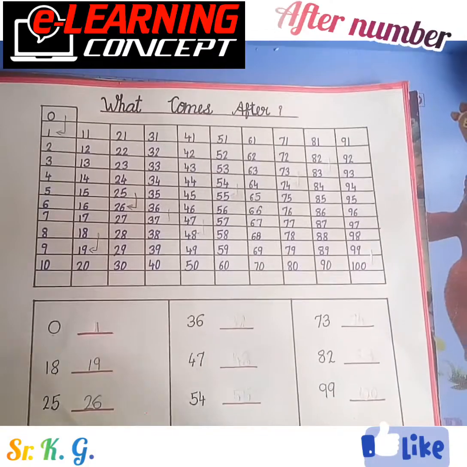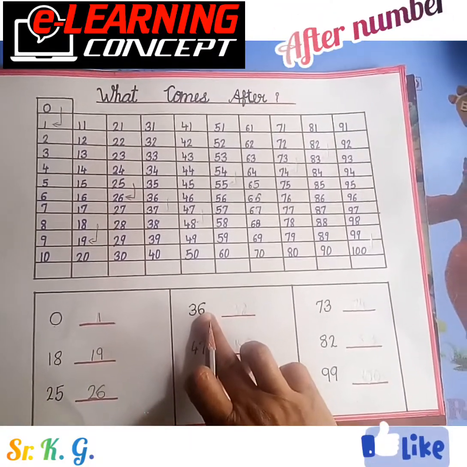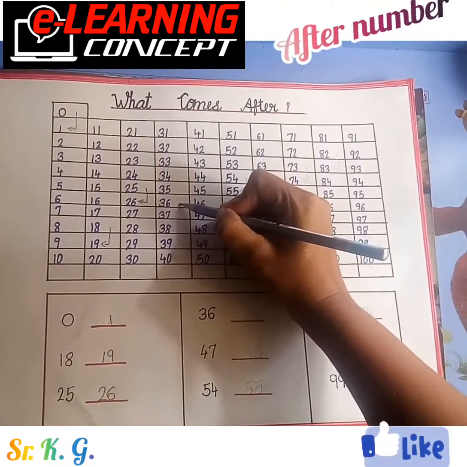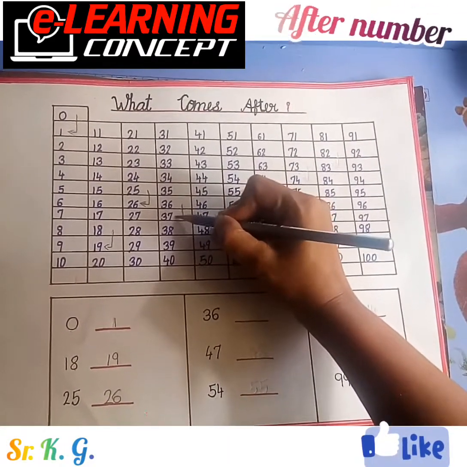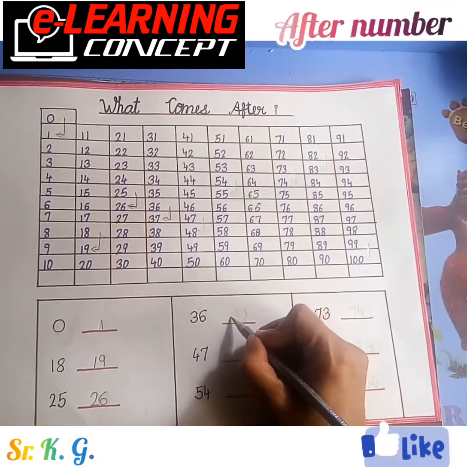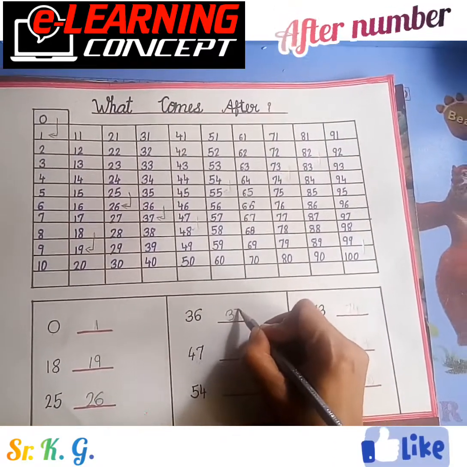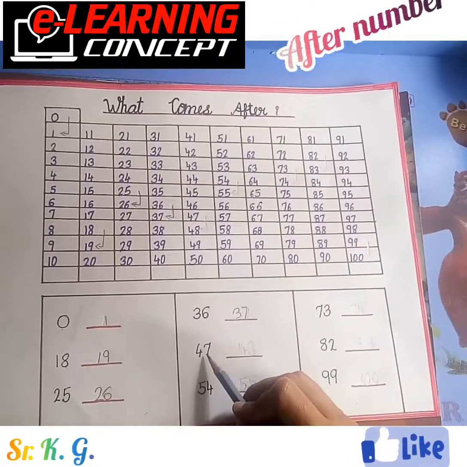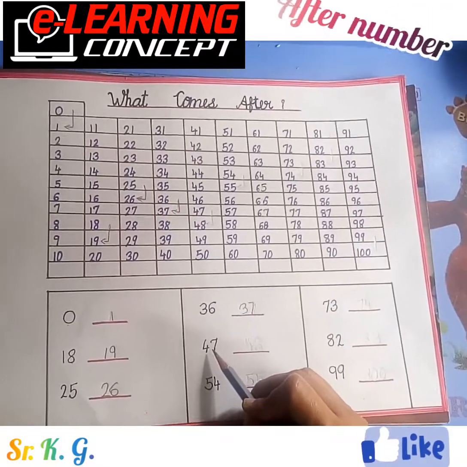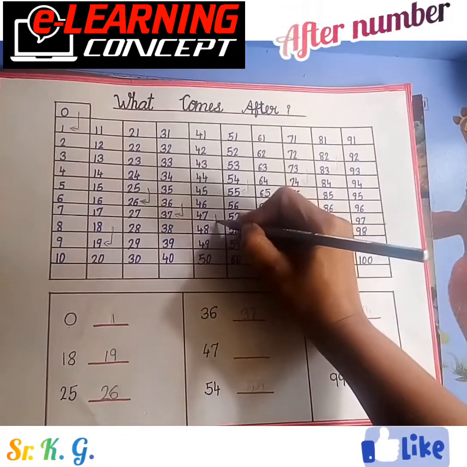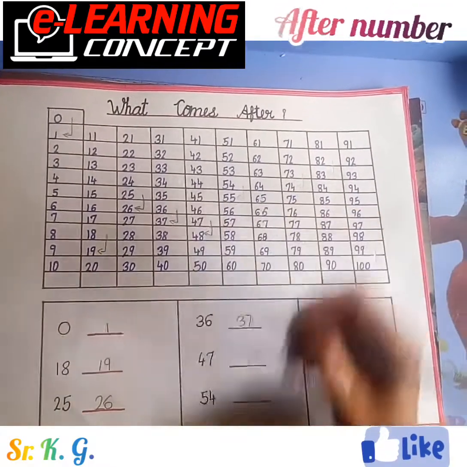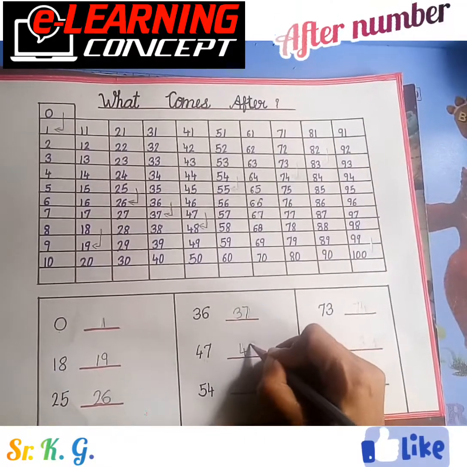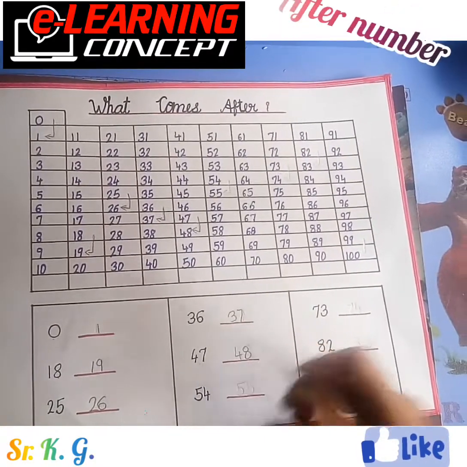What is this? 36. Where is that 36? Here it is. 36's next number is 37. So we will write here 37. Which number is this? 47. 47's next number is 48. So we will write here 48.